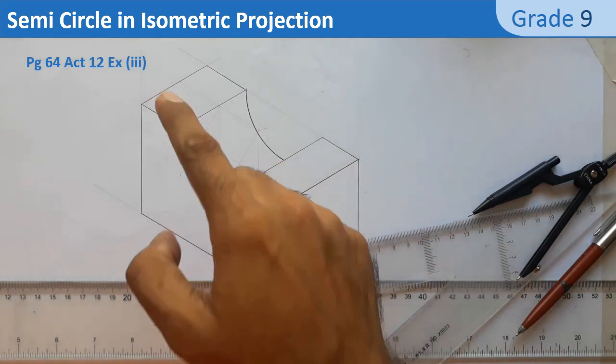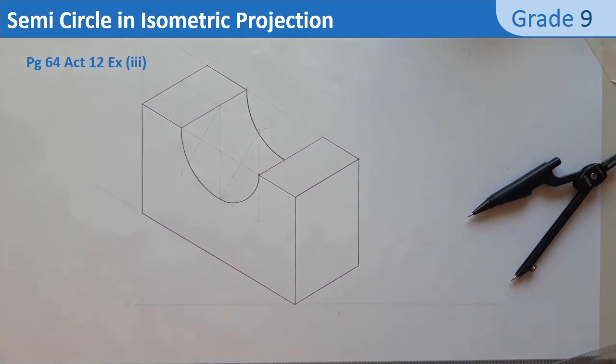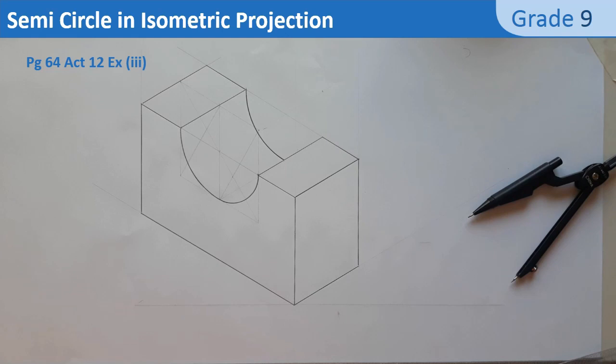Now I must know where the arc will start and end. So that's it. At the back, it is not necessary to draw the inclined square again. You just have to move the center of the arc. So here you can see the isometric projection, which consists of a semicircle.